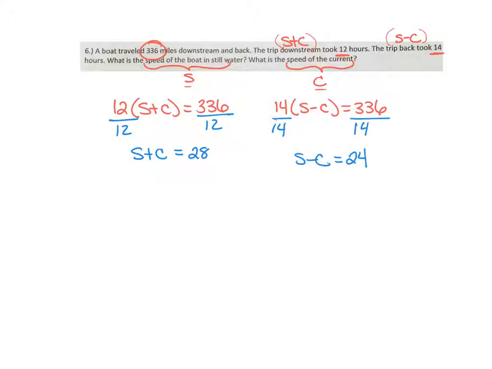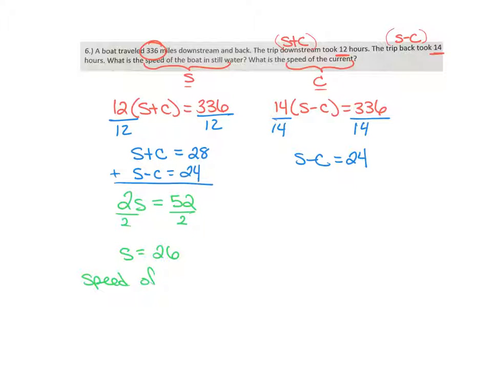So now we want to put them together in such a way that we can do elimination. So we would want to put S minus C equals 24 right under this equation. Add them together. And we get 2S equals 52. If we divide by 2, we find out that S equals 26. So the speed of the boat equals 26 miles per hour.